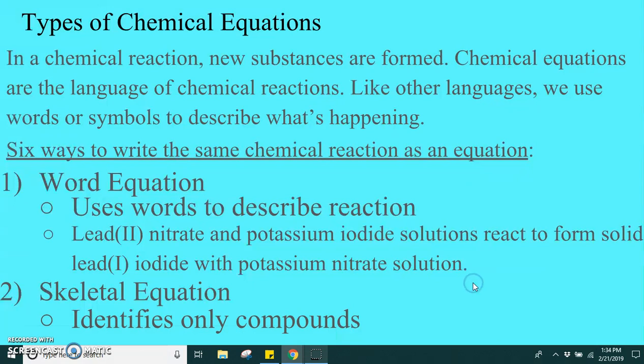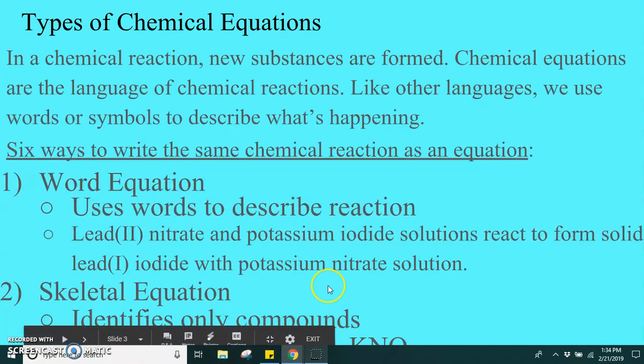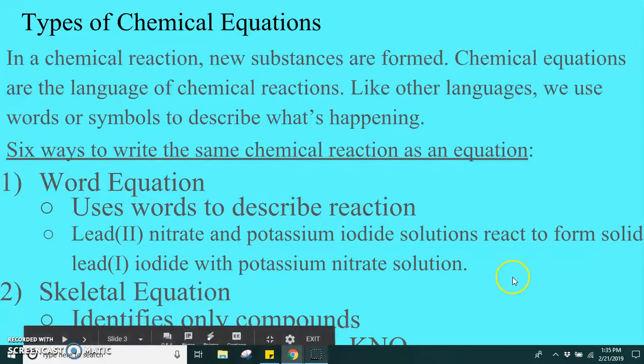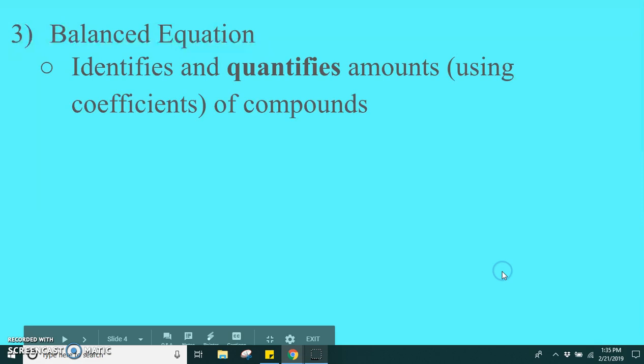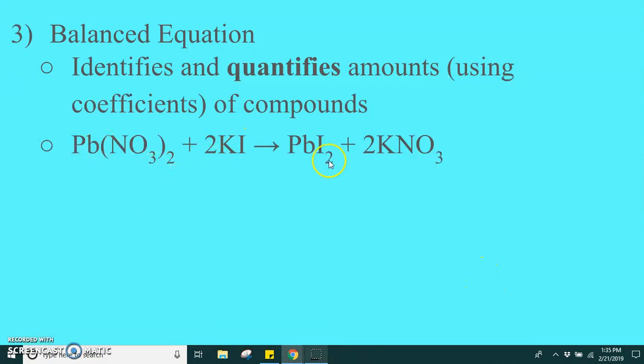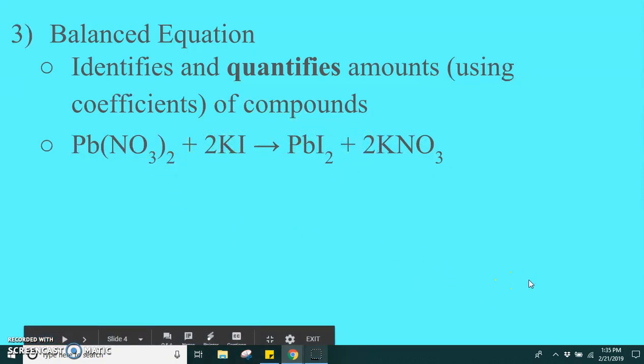Skeletal equations are going to identify only the compounds. So what you're going to see in a skeletal equation is just the symbols. I know you can't see it down here, but it's just going to be the symbols for all of these. So that's a skeletal equation. That's what we'll start off with. A balanced equation is what we're going to work with today. That's where you identify and quantify the amounts. So we're going to put coefficients in front of things. You'll have the basic skeletal equation as we did before, but now we're going to balance it to make sure we have the same number of atoms of every element on both sides.